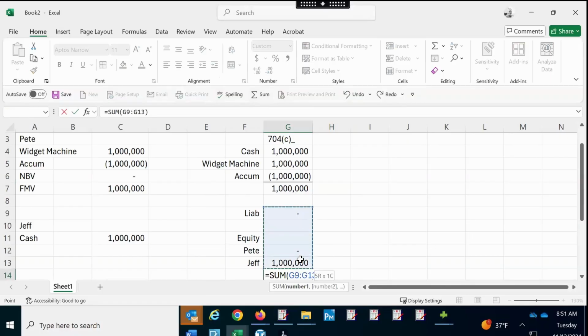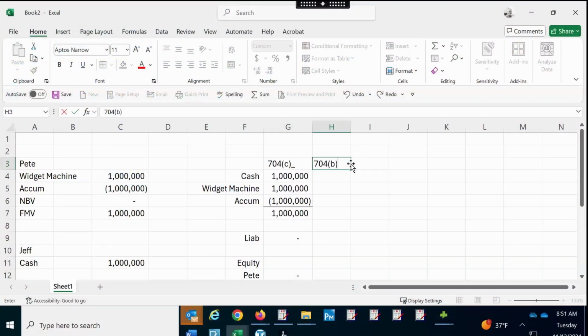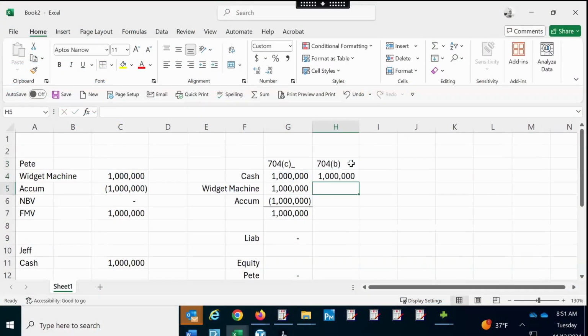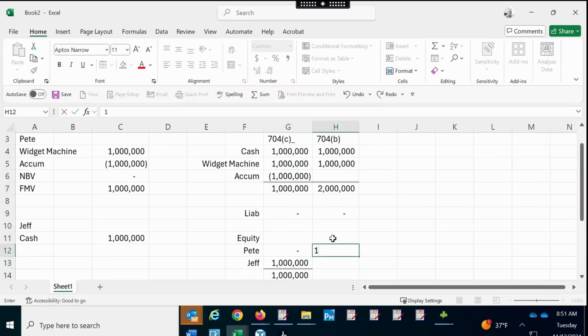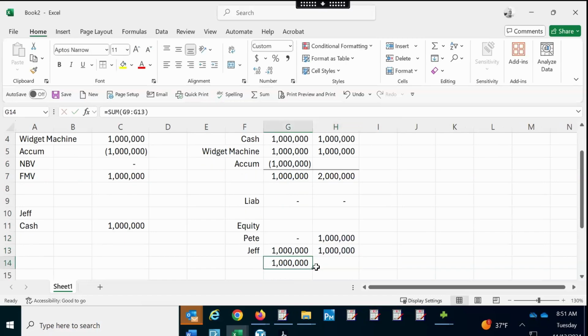Okay, and my 704B is what? Cash of $1 million. Widget machine of $1 million with 0 accumulated depreciation. Okay. Liabilities of 0. And then Pete and Jeff both $1 million. Everybody's on board so far. Have we done anything different?